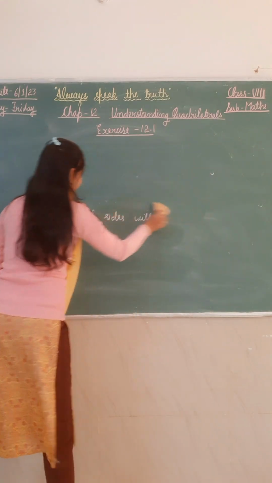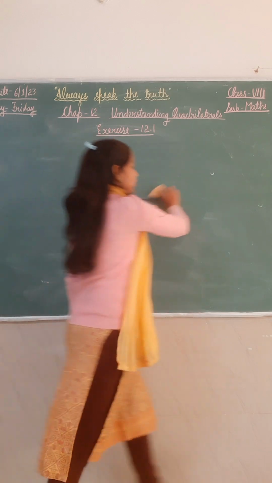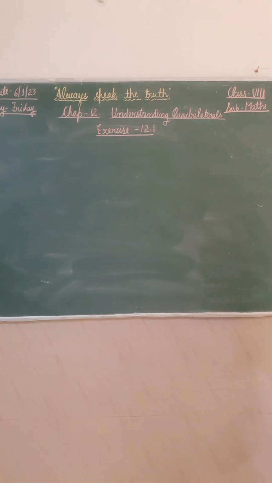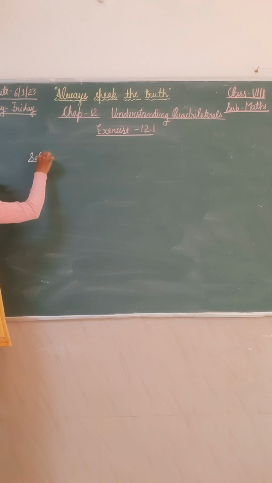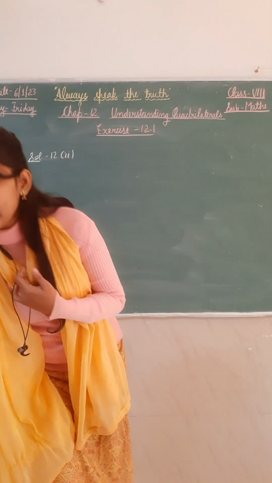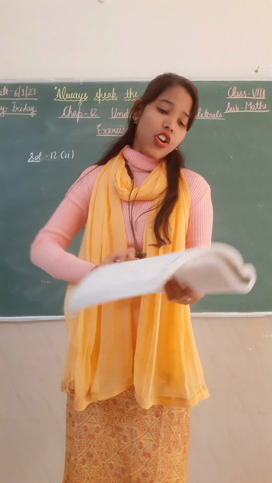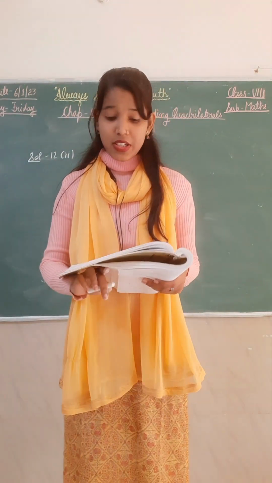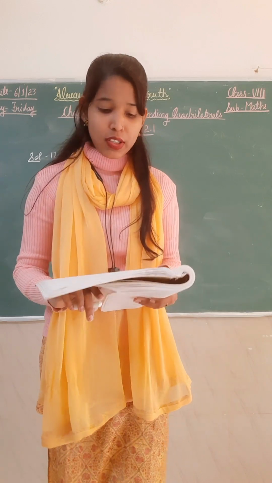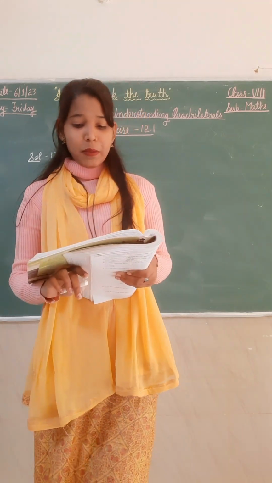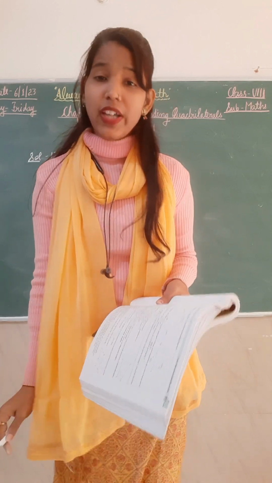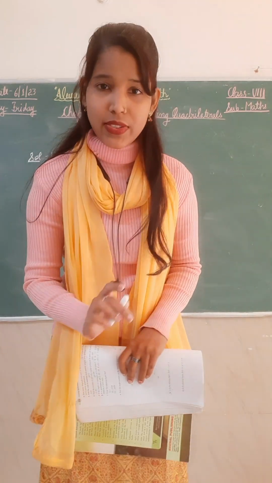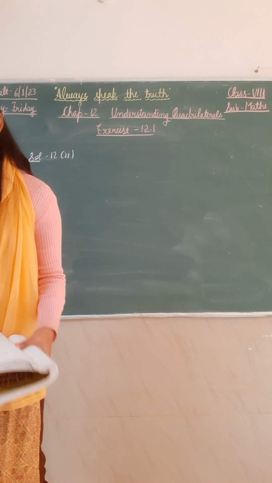Class, this is very easy, right? This exercise, Understanding Quadrilaterals, is very easy. Write down question number 12, second part. What is the question saying? Find the measure of each exterior angle of a regular polygon of 12 sides. Means we have to find each exterior angle if the polygon has 12 sides. So it's also very easy, I think, right?